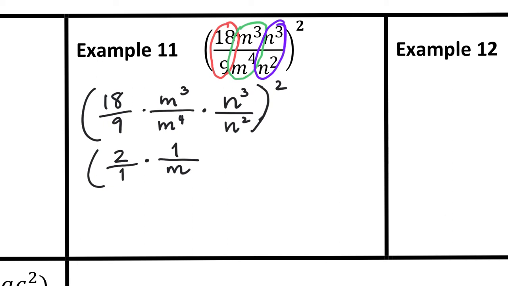There's a 1 here. And then times, what happens with the n's? I have 3 on top and 2 on the bottom. I have more on the top. So as far as fractions go, there's going to be one n left over on top, and a 1 on the bottom.